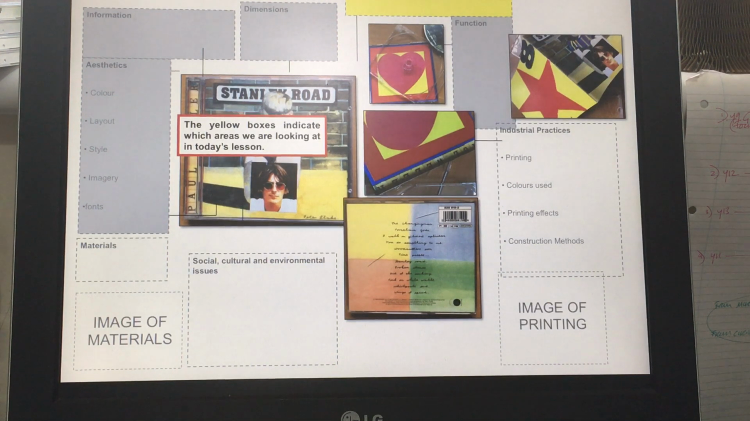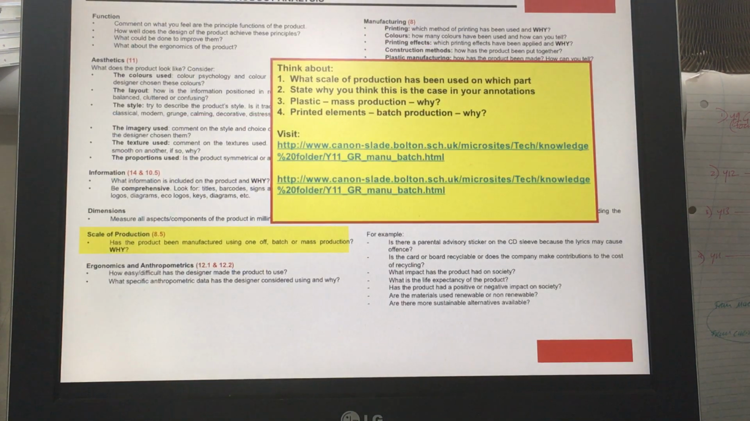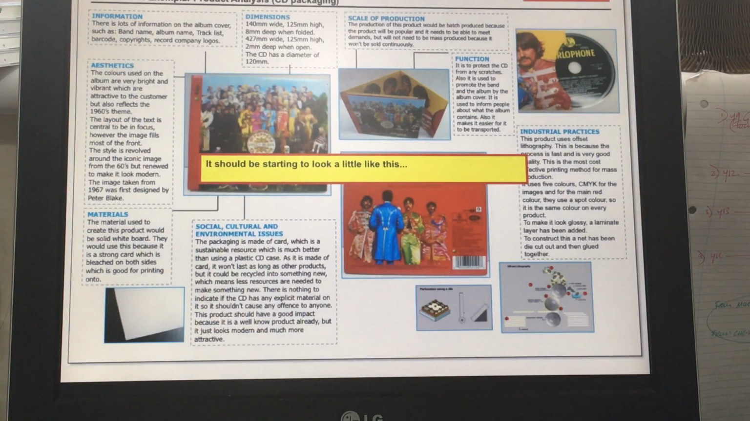And then the last one you've got is scale of production. This is how many things have been produced. There's some information, they're the same links actually, I'll change that. It's about volume of production. Some things might be batch produced, some things might be mass produced, but you have to say why on there. So we're going to talk about that on the next video. Okay, so it should start to look a little bit like this example.